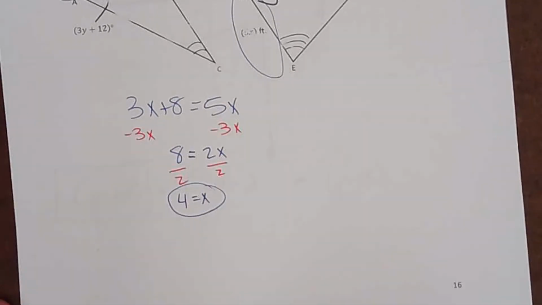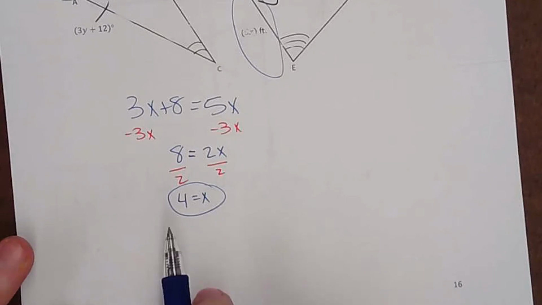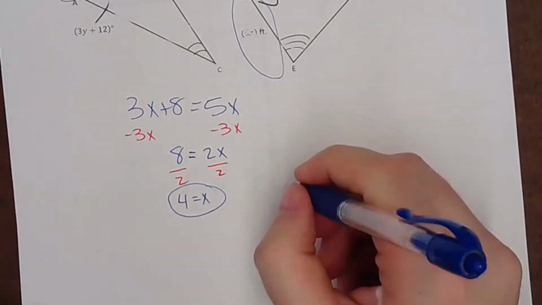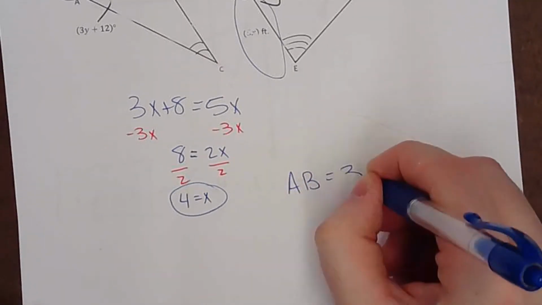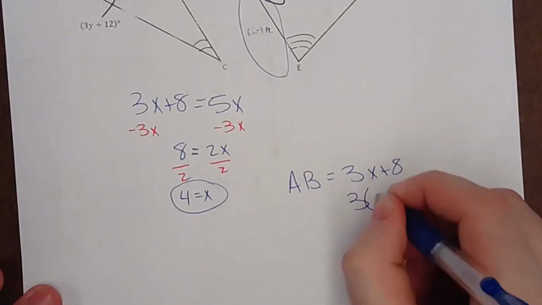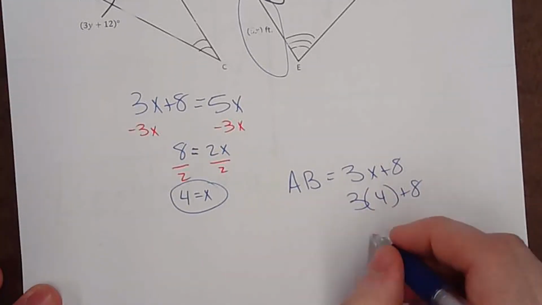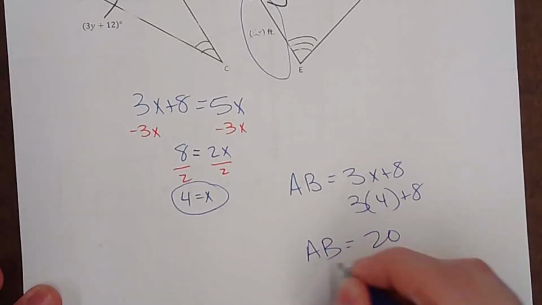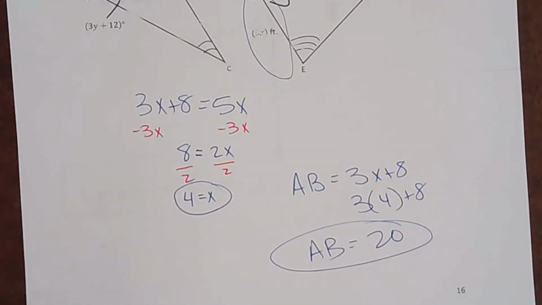So 4 is x. We are not done, because now we need to plug that in and find out what AB actually is. Well, AB is 3x plus 8, right? So if I plug in 4, I get 3 times 4 plus 8, and that's going to be 20, because 3 times 4 is 12, plus 8 is 20.